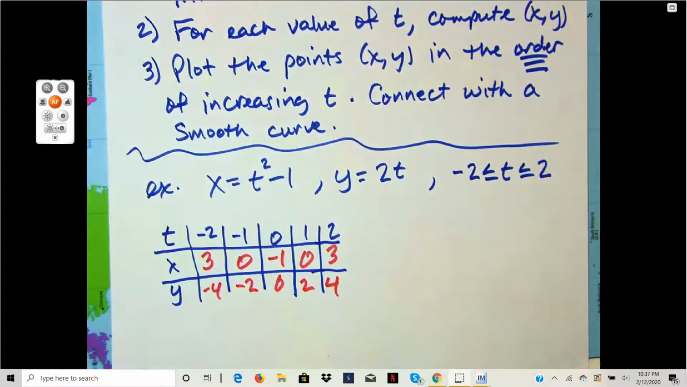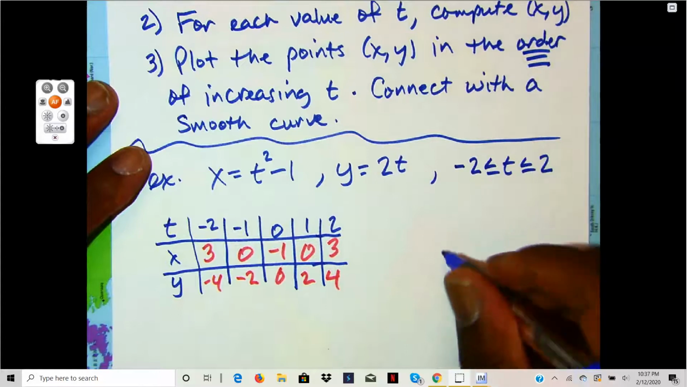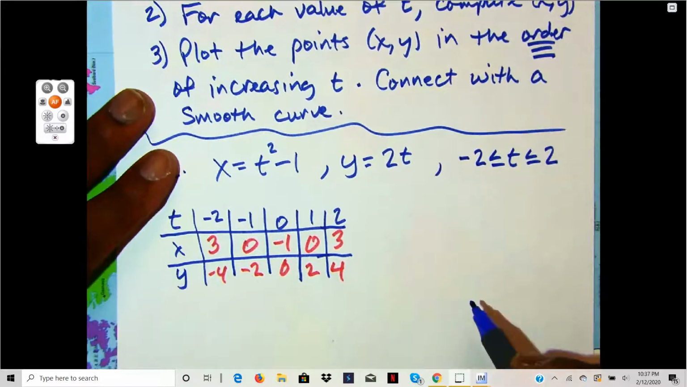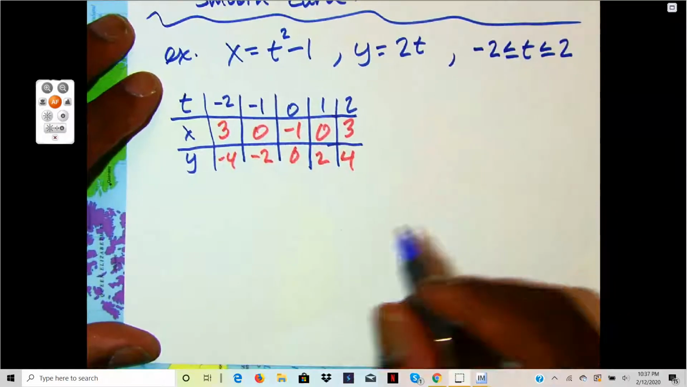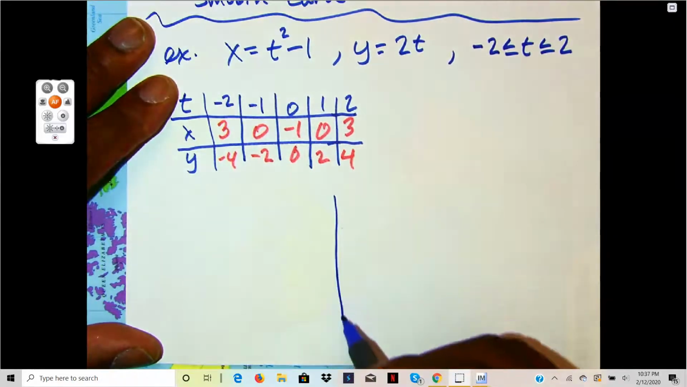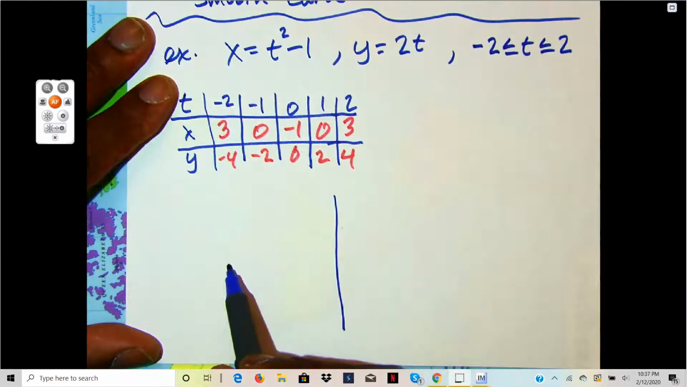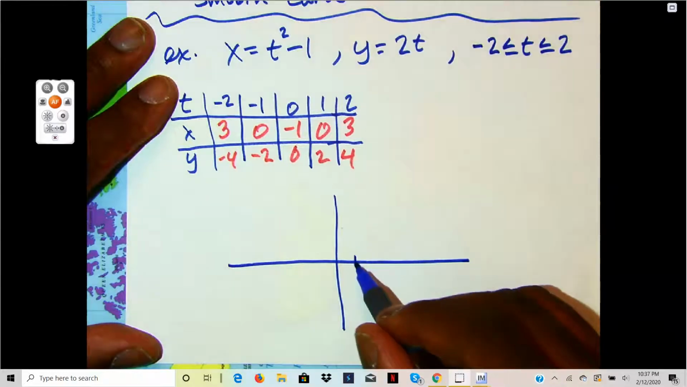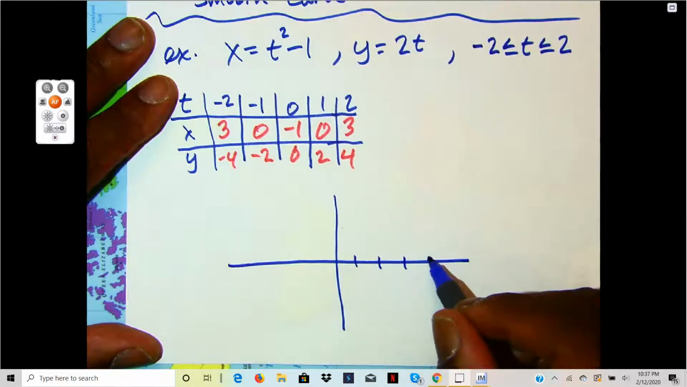Okay. So now that we have our chart here, we're ready to graph our smooth curve. Right, so let's go ahead and do that. Okay, 1, 2, 3, 4.